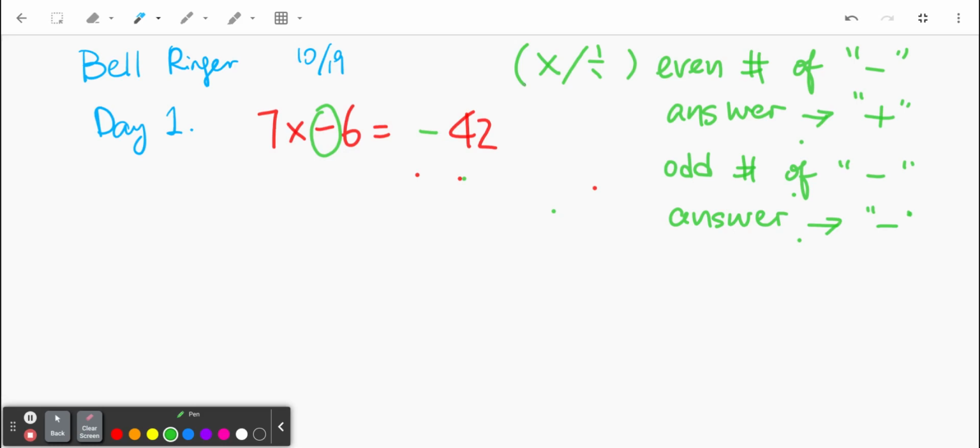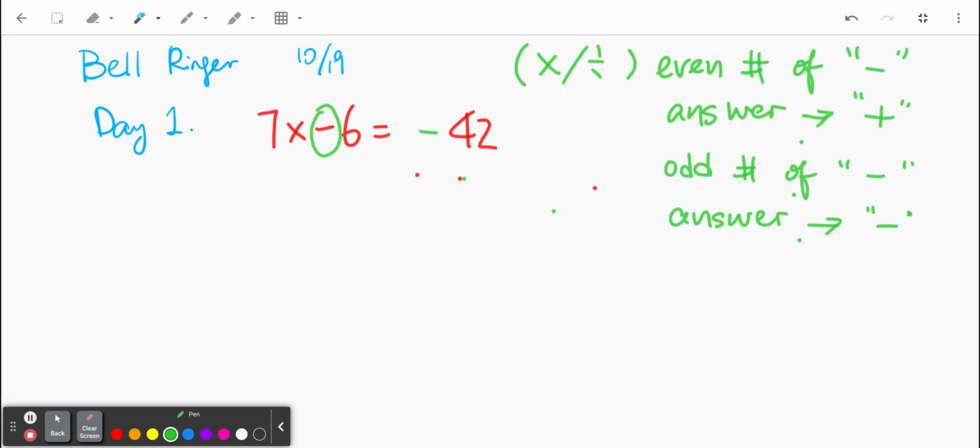How many negative sign we have here? 2. In the question, not the answer. 1. So our answer is negative or positive? Thank you. Negative. That's right. One negative sign give you an odd number of negative signs, so our answer is negative.